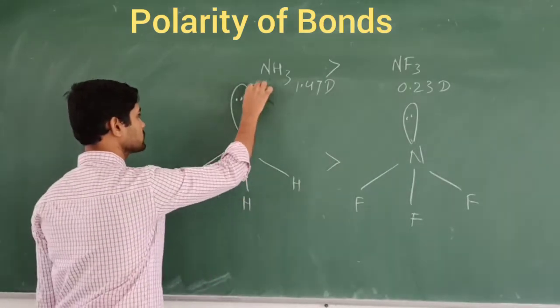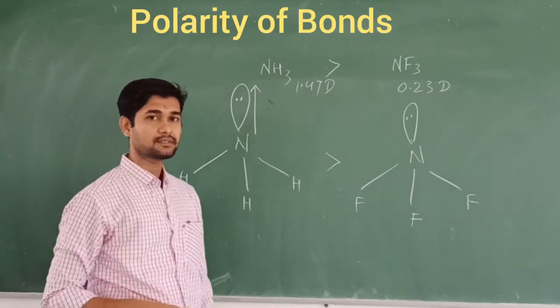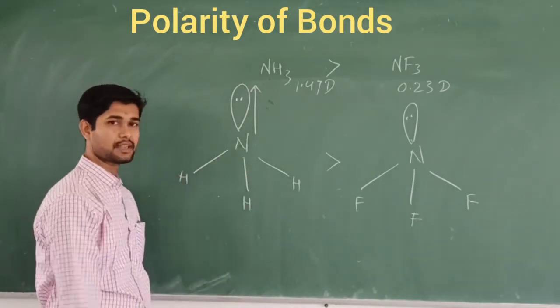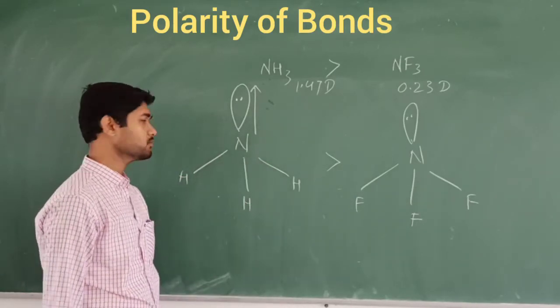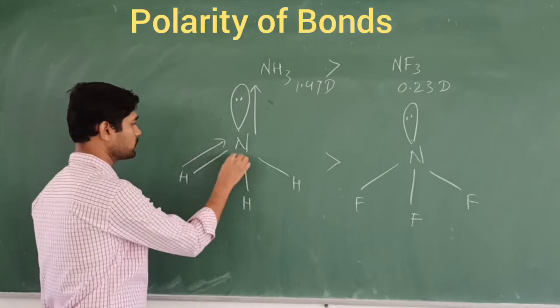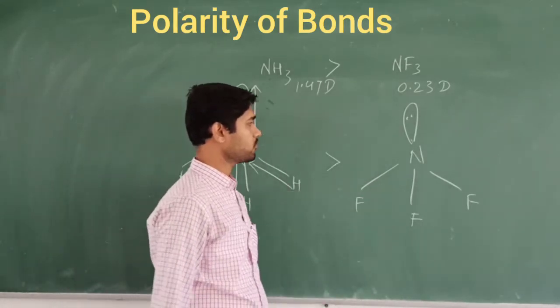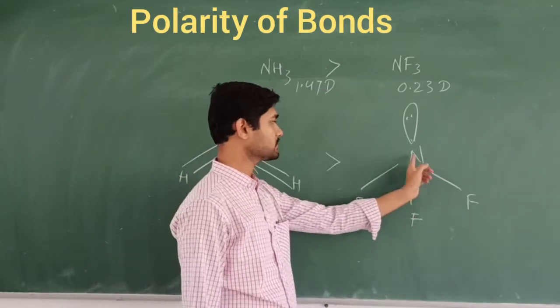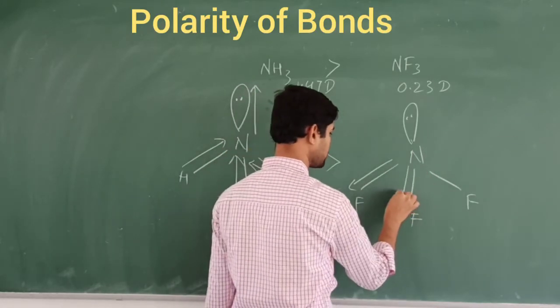I assign the arrow mark towards the more electronegative atom. Comparing nitrogen and hydrogen, nitrogen is more electronegative, so the dipole is assigned in this direction in the ammonia molecule. But what about nitrogen trifluoride? Fluorine is more electronegative than nitrogen, so the direction of the dipole should be the opposite, like this.